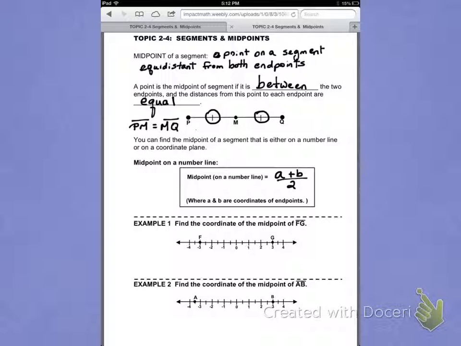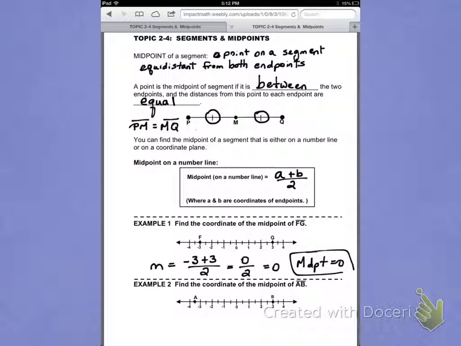So, find the coordinates of the midpoint of FG. Well, we have F at -3 and G at 3. So the midpoint is going to be -3 plus 3 divided by 2, and that equals 0 over 2, and 0 over anything is 0. So your midpoint is 0. Okay.